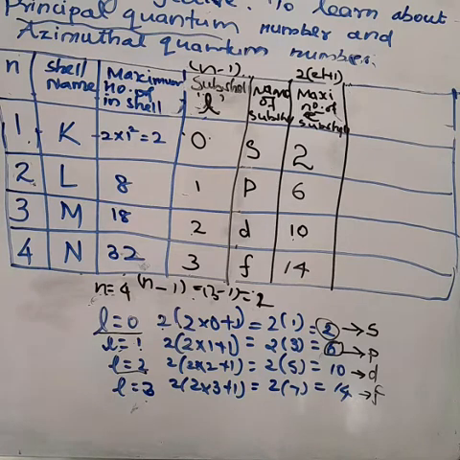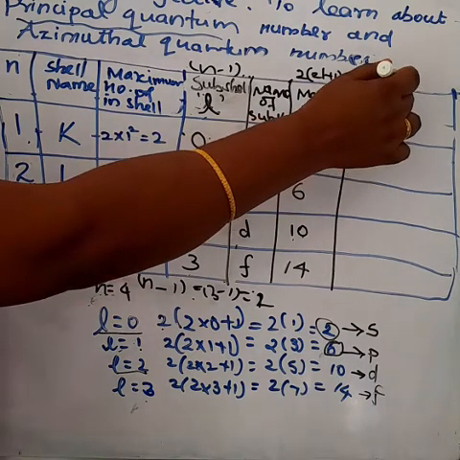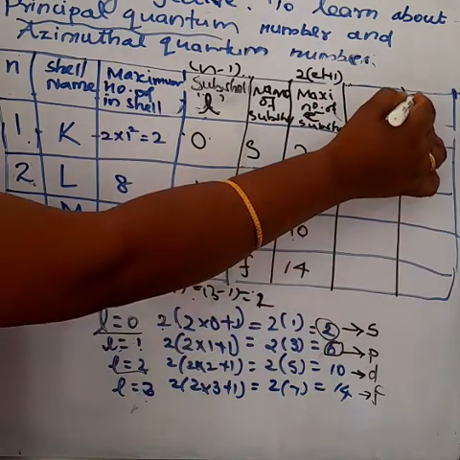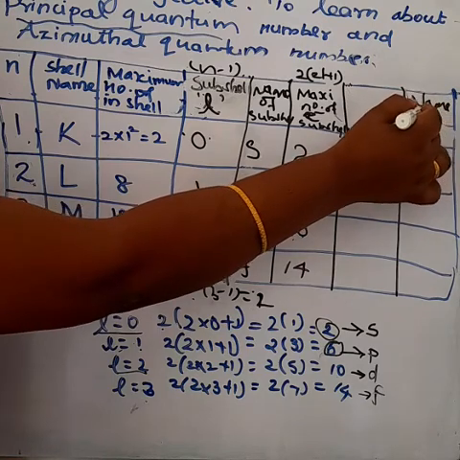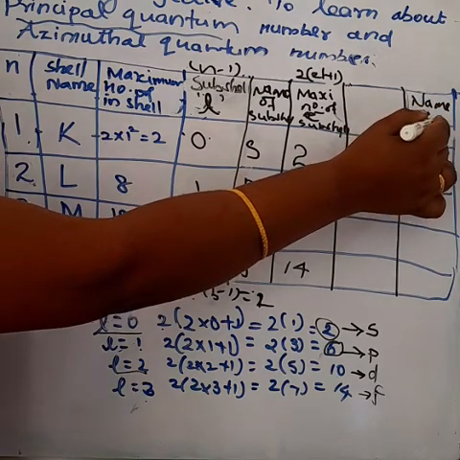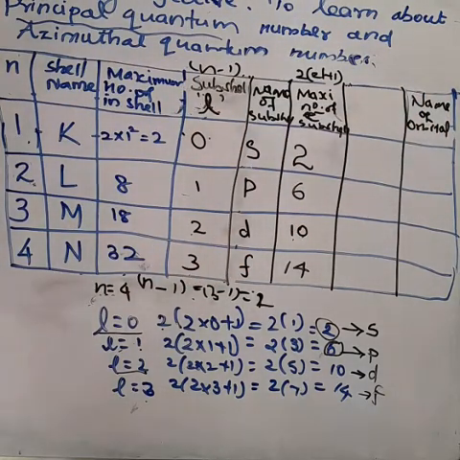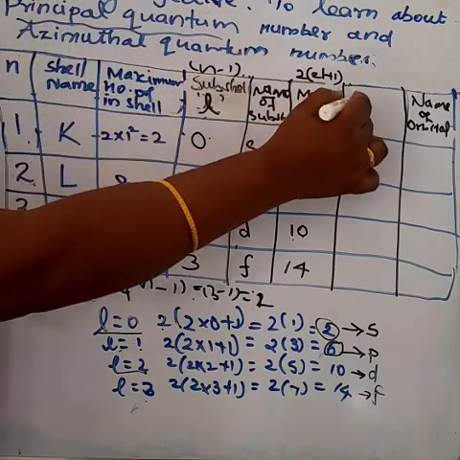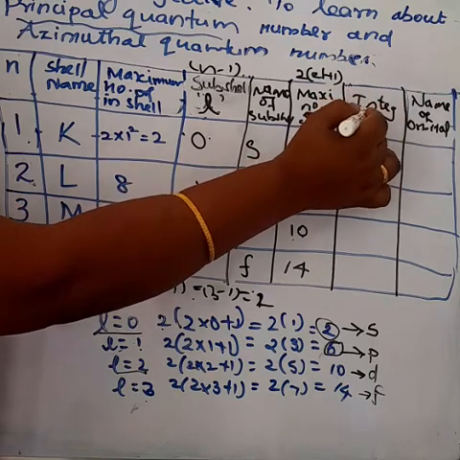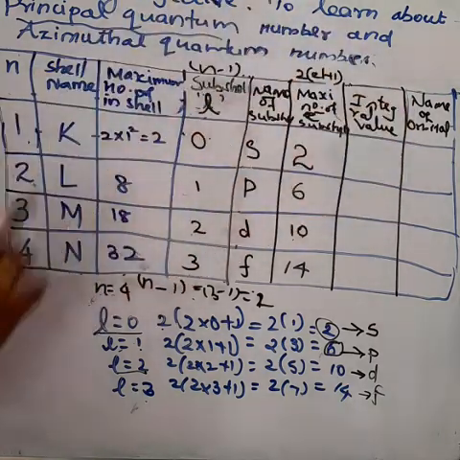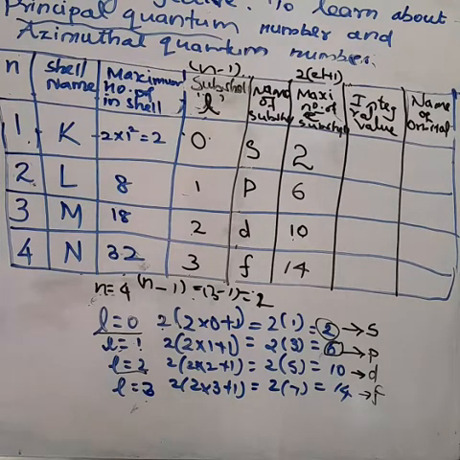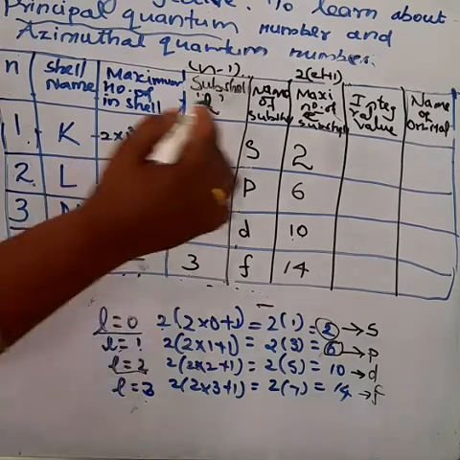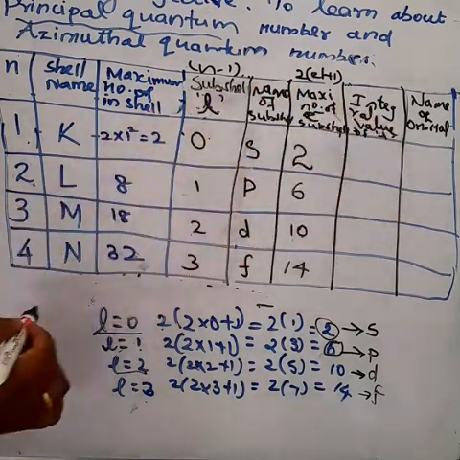And then we're going to write the names of subshells present within the shell, the names of orbitals present within the orbits. Before that, we should understand the integral value of L. The integral value of L we can start from 0 to n minus 1.